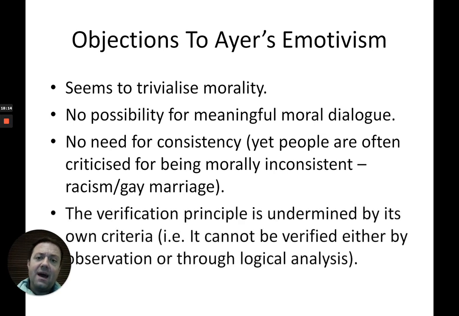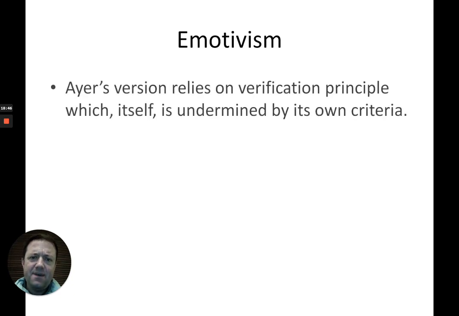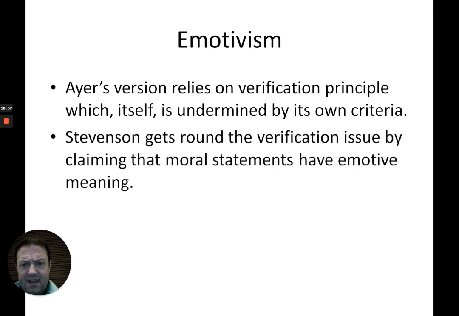And perhaps one of the more fundamental objections is that the verification principle that Ayer uses to try to support emotivism, the idea that a statement is meaningless if it can't be shown to be true or false either through observation or logical analysis, that very idea cannot itself be shown to be true or false either through observation or through logical analysis. So Ayer's version of emotivism, because it relies on this verification principle, is actually undermined by its own criteria.